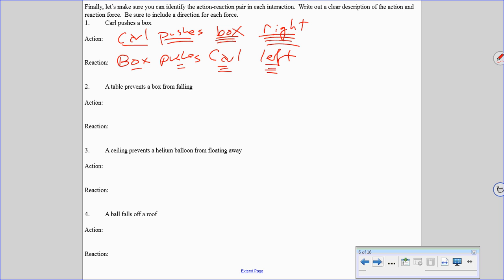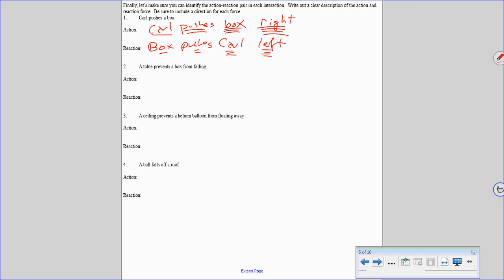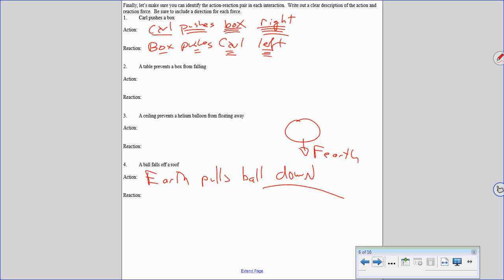Okay, ball falling off the roof. This one always sounds weird. So what did we decide the two objects were? The ball and earth, right? So here's the ball, here's the earth. The earth is pulling the ball down, right? So here's the force of the earth acting on the ball. So my action would be the force of the earth pulls the ball, which way? Down. And again, the reaction sounds a little bit weird, but it's correct. What is it? The ball pulls the earth up, right?